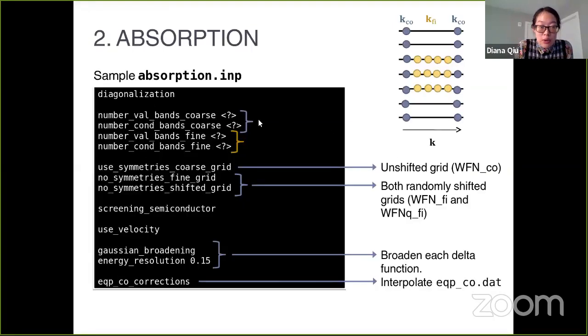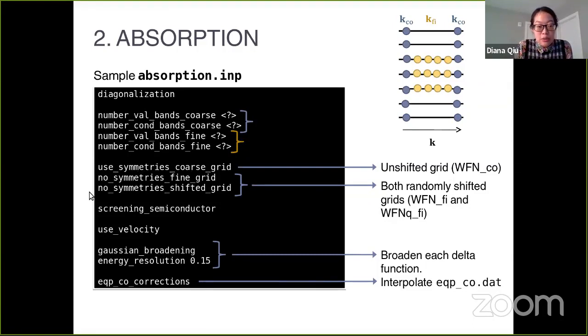So first, it asks you to say how many bands you used on the coarse grid for both the valence and the conduction states, and this should be the same as for the kernel calculation. And then it asks for how many bands you want on the fine grid, and this should be a smaller number than the number of bands you used on the coarse grid. These are the bands that you're going to interpolate to and that the BSE matrix is actually going to be constructed for.